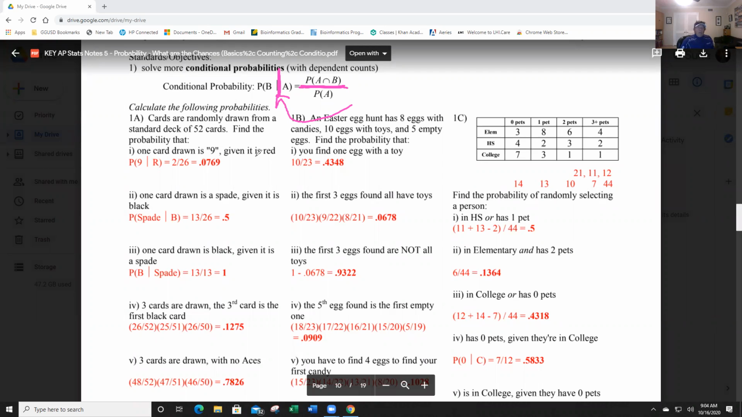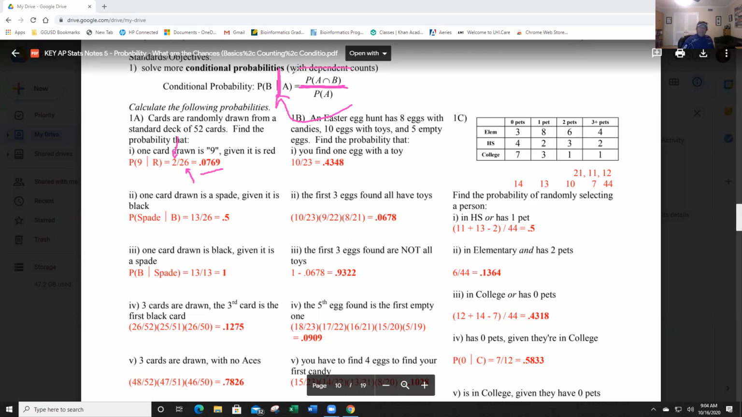Cards are randomly drawn from a standard deck of 52. Find the probability that one card is a 9, given it's red. No problem. We know there are 26 reds. This is a pretty easy problem. Okay, and there's 2 of them that would be 9 and red. So that's the intersection of those, okay? If you think about it, that makes perfect sense, about 0.0769.